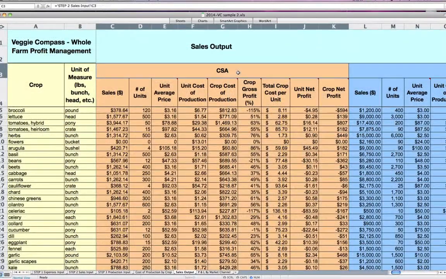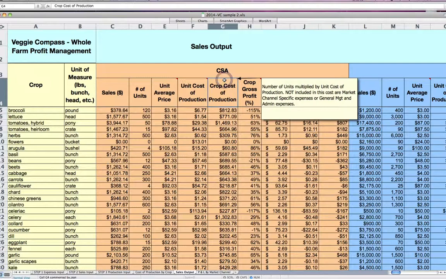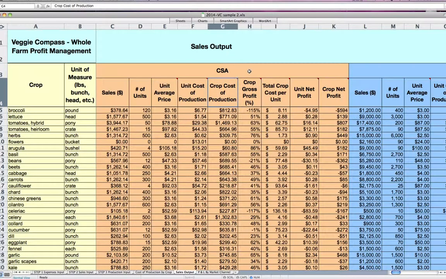Now we start seeing some new information. In the next column, crop cost of production, we learn the total amount of what it costs us to produce, that is, to grow, harvest, and pack a particular crop for each market channel. Next is crop gross profit, defined as sales minus crop cost of production as a percentage of sales. Gross profit is what is left after production costs have been subtracted from your sale price.